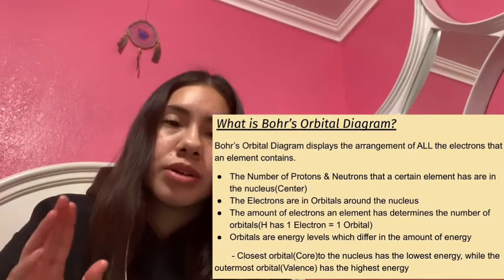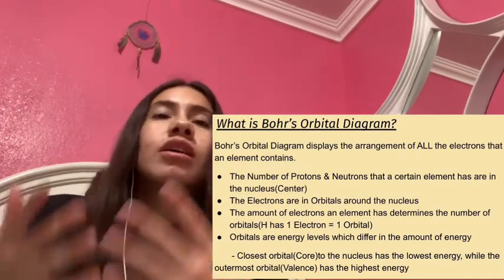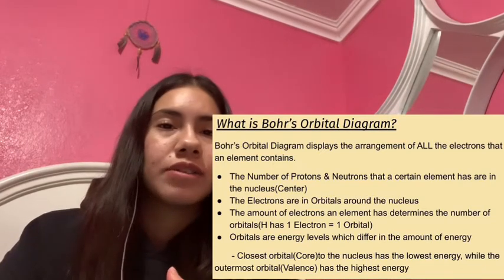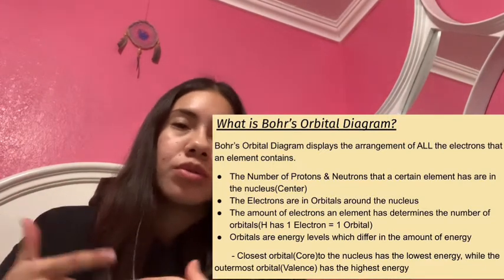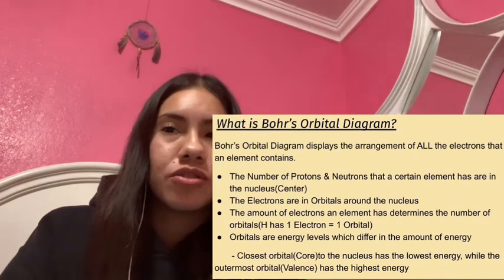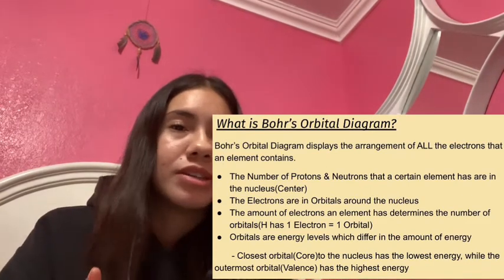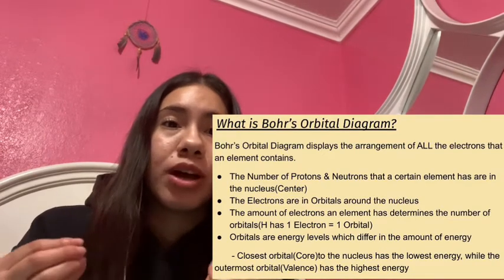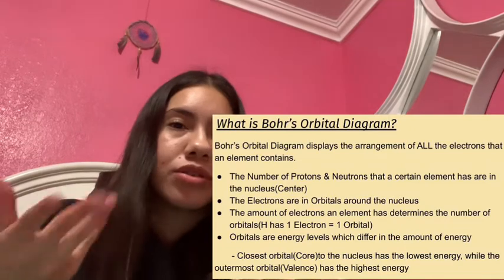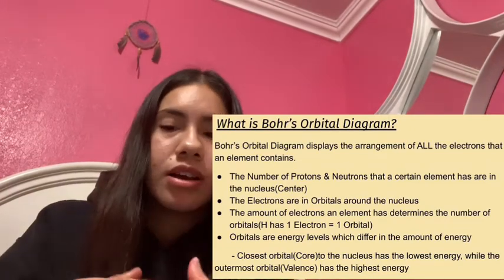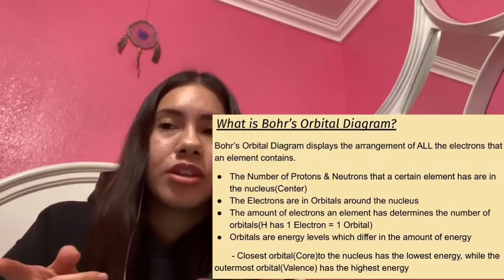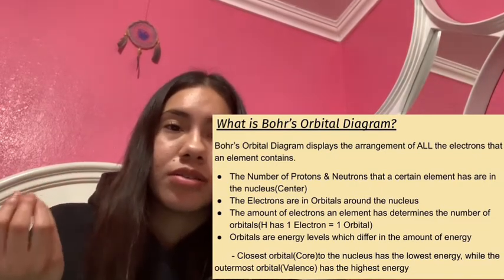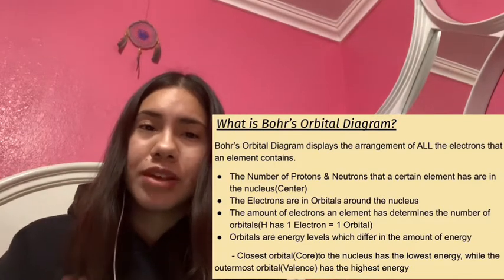I want to clear up some confusion that may come with this information. Just because an element might have 5 electrons, it doesn't mean it's going to have 5 orbitals. Or if an element has 20 electrons, it doesn't mean it's going to have 20 orbitals. I'll get into the distribution of electrons, but I want to clear up that the number of electrons is not the number of orbitals displayed in the diagram, if that makes sense.